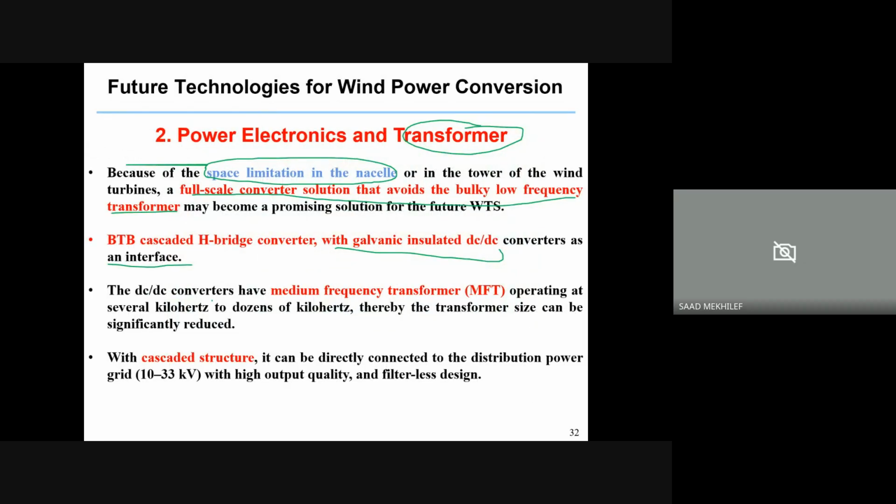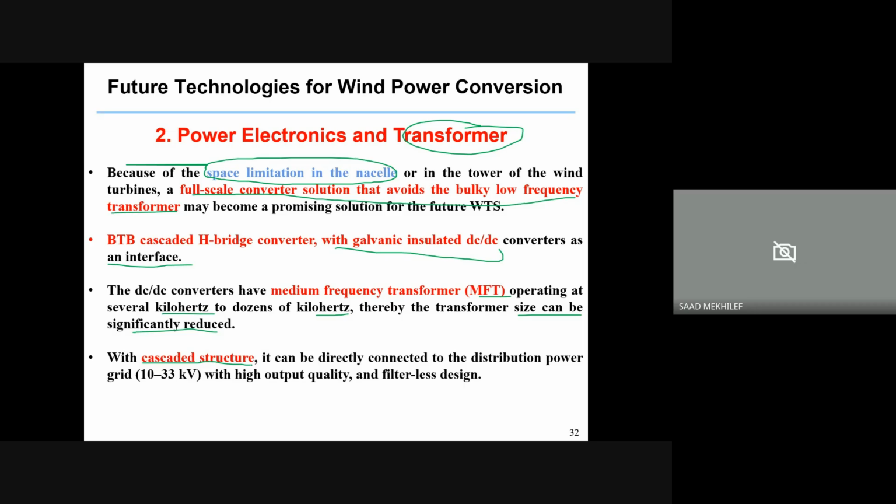The DC-DC converters also operate at a medium frequency, several kilohertz, up to 2000 kilohertz. Thereby, the transformer size can be significantly reduced. Okay, with the cascaded structure, this is the key, it can be directly connected to the distribution networks, which is 10 to 33 kV, with high output quality and a filterless design.